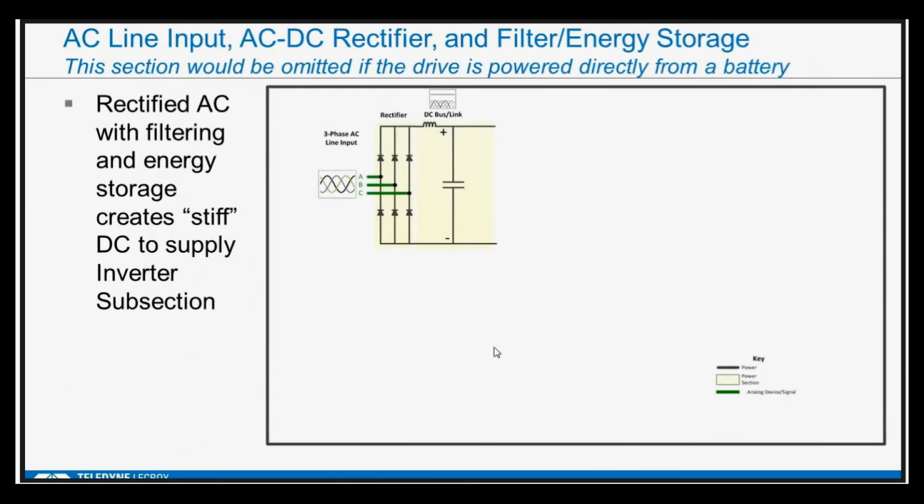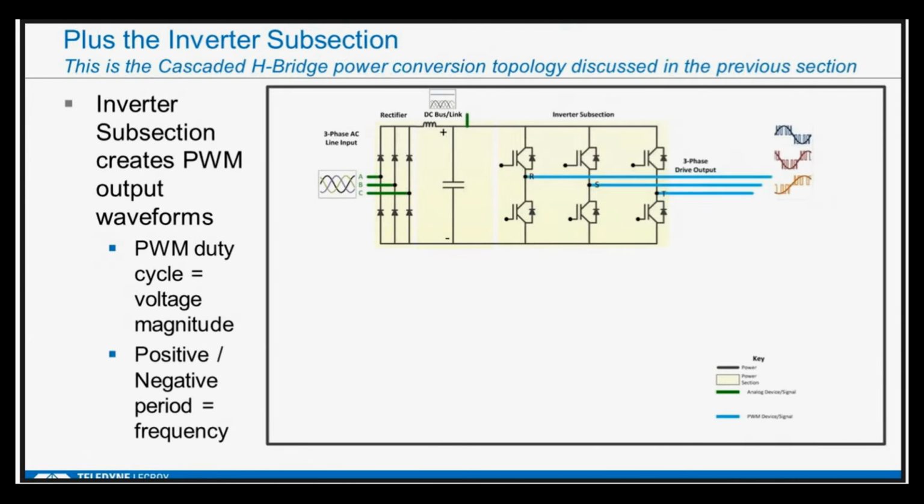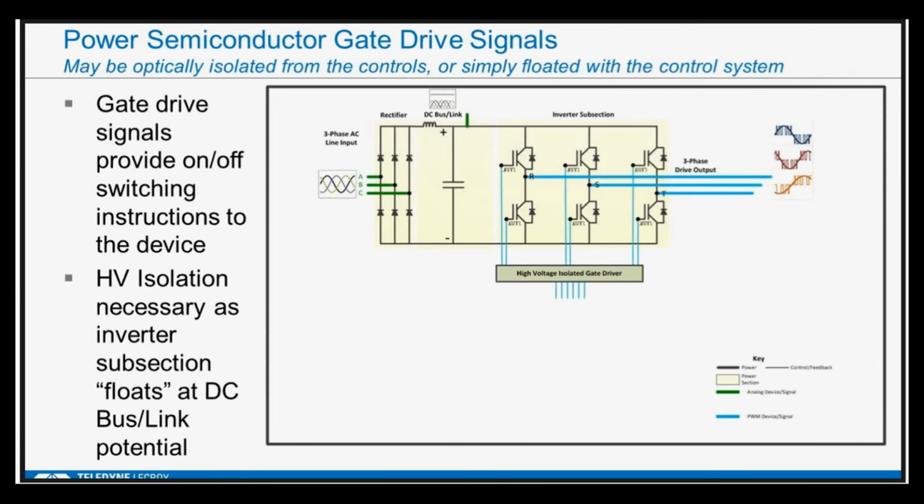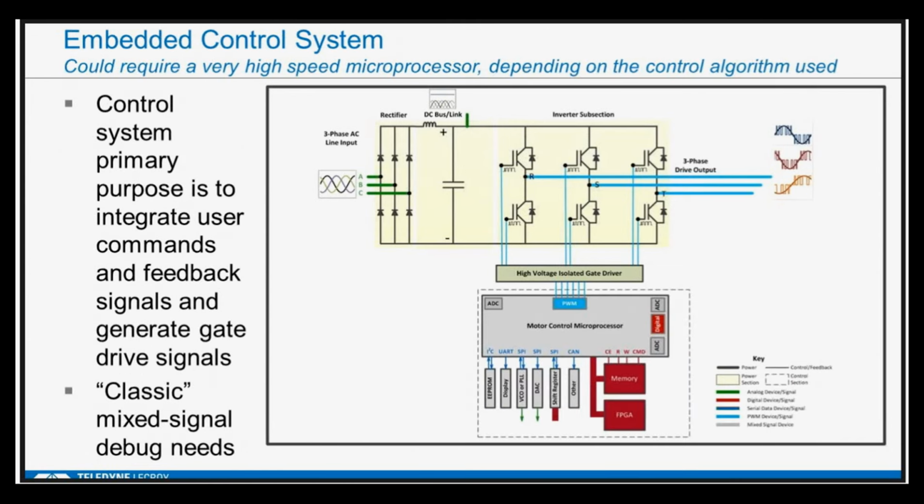Okay, so we'll run through the block diagram very quickly. We talked about AC power in part 1 of this series. So that comes in here, it gets rectified. I've got some filtering and some energy storage in a capacitor. And so that gives me a nice stiff DC bus. And then I've got my inverter subsection, which in this case is that cascaded H bridge I showed you before. The output of that are these PWM type waveforms that you see right here. The inverter subsection is controlled by the high voltage isolated gate drivers, and there's an embedded control system behind that that controls the gate driver circuit and takes all the user input and output commands.